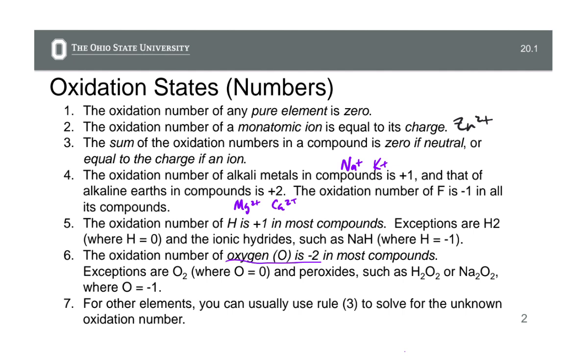Oxygen, most of the time, is going to be -2. There's a couple of exceptions. Oxygen, where oxygen is 0. Peroxide, such as hydrogen peroxide, H2O2, oxygen will be -1. Okay. And then for other elements, essentially we need to know sodium, our alkali metals, our alkaline earths, hydrogen, oxygen, and fluorine, and everything else we're going to base off of those things. All right? That's rule number 7.